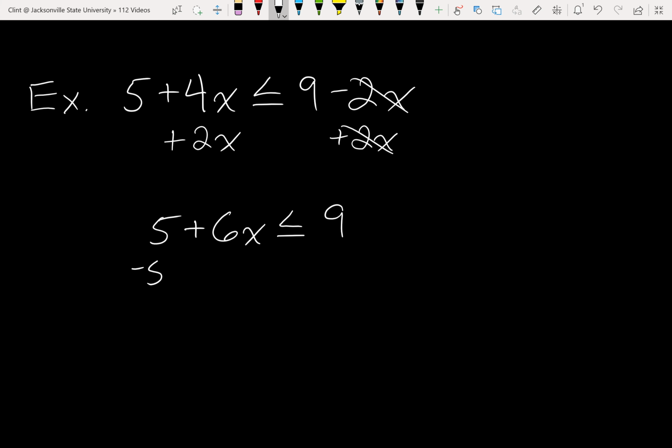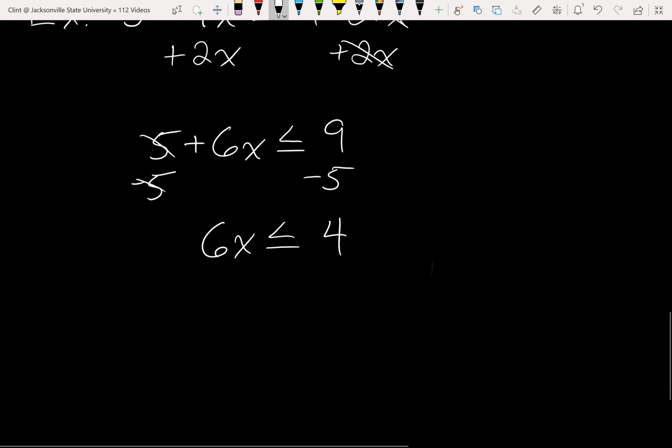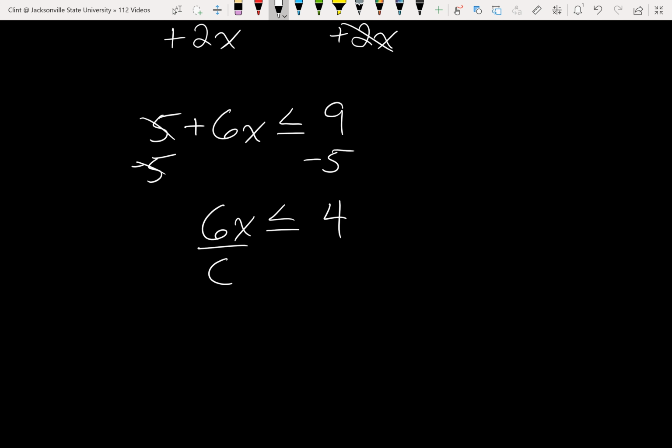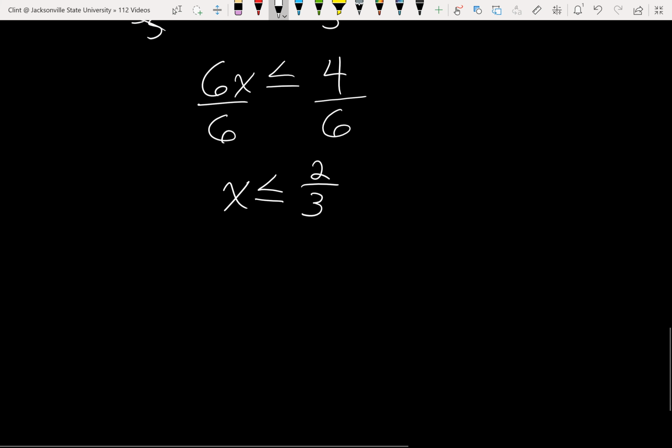And then I'll subtract 5 from both sides. So we get 6x less than or equal to 4. Then we divide both sides by 6. And if we simplify 4 over 6, that is 2/3. Okay, so we want the x's less than or equal to 2/3.